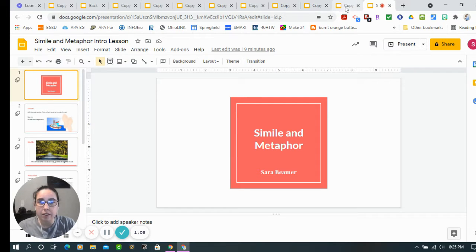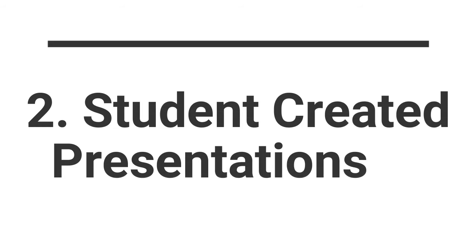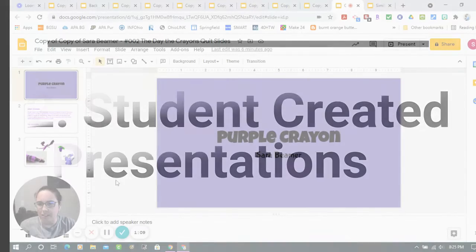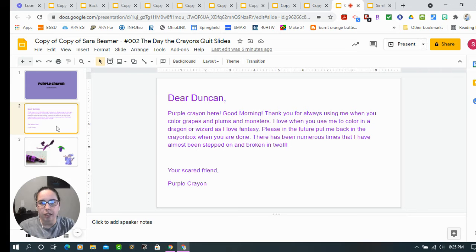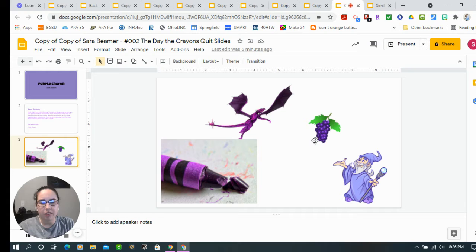Number two is taking that presentation idea, but having student-created presentations. So here we read The Day the Crayons Quit, and we did this at the beginning of the year to see where students' writing and technology skills were. I created one on the purple crayon, and I just wrote a letter to Duncan about the purple crayon. And then we added some images to learn how to add images to our Google Slides.